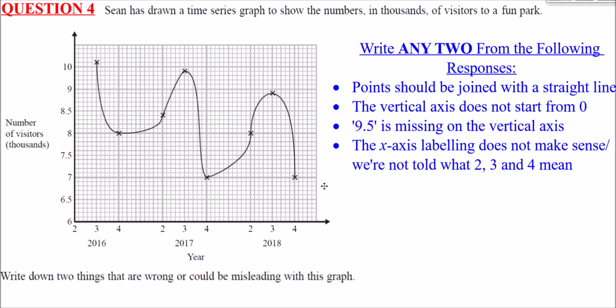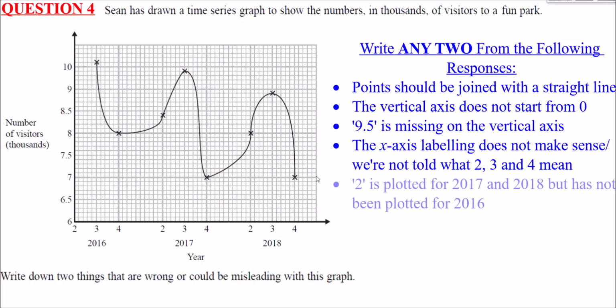And the final thing you might want to say about this is that 2 is plotted for 2017 and 2018, but it's not been plotted for 2016. So for example, this point 2 here, as you can see, it's been plotted for 2017, here's the 2. It's been plotted for 2018, but for 2016, there's no point, so why hasn't that been plotted? It's inconsistent, and again, I'd argue that makes it quite a poor graph indeed.